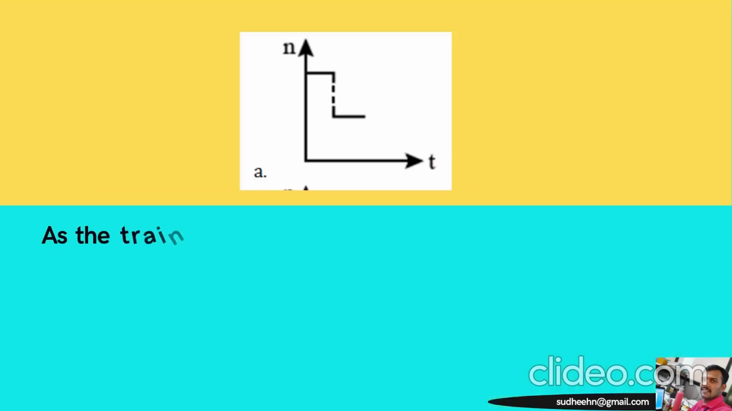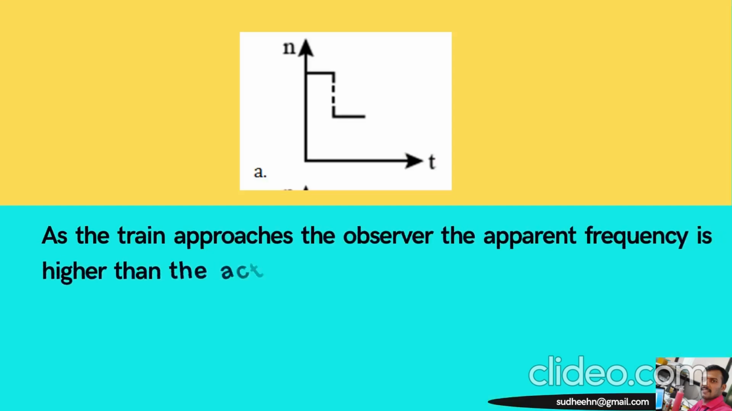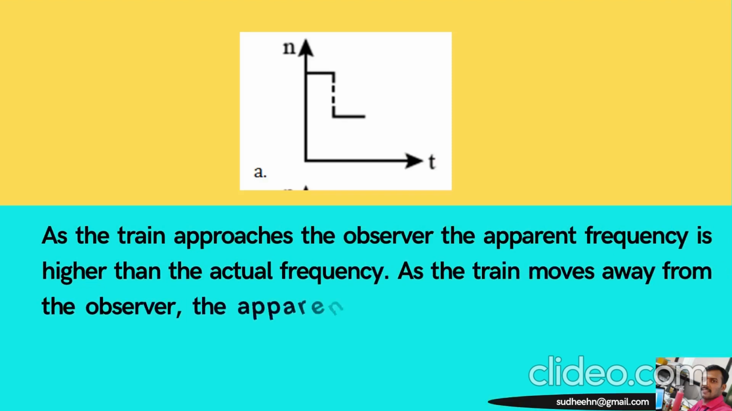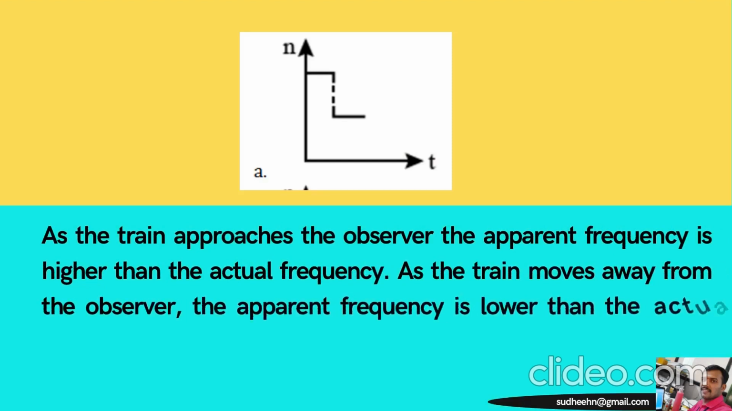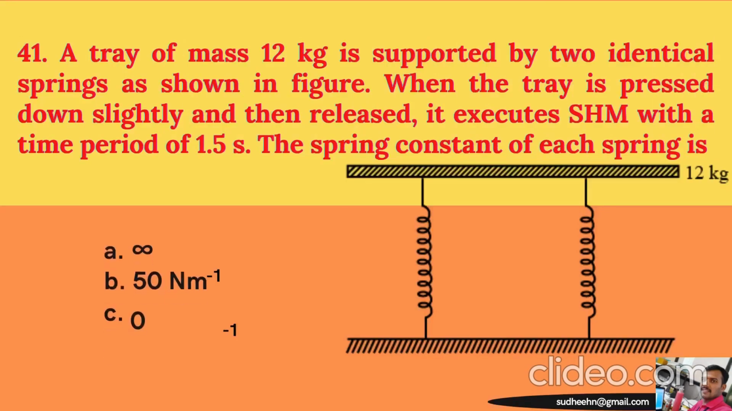So the right answer is curve A, because as the train approaches the observer, the apparent frequency is higher than the actual frequency. As the train moves away from the observer, the apparent frequency is lower than the actual frequency. Hence the correct option is option A. Now next question is 41.